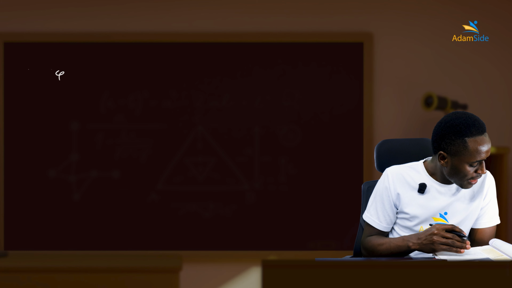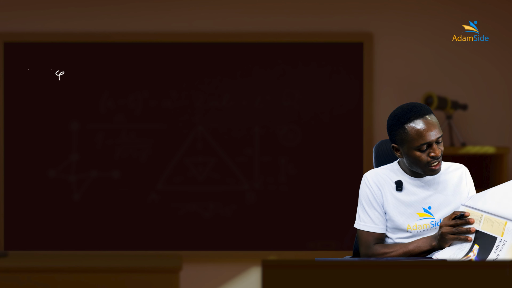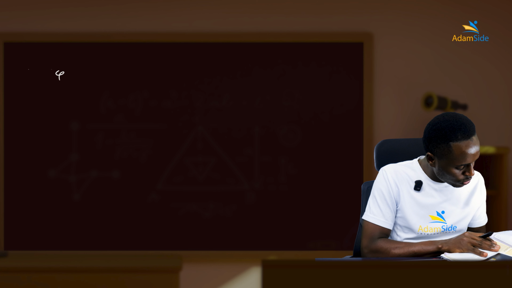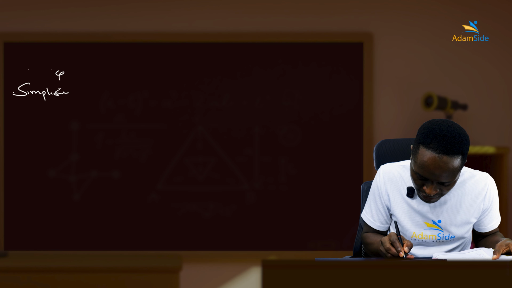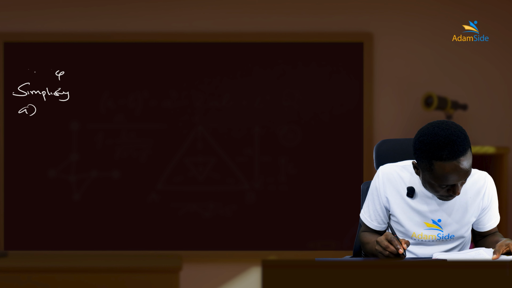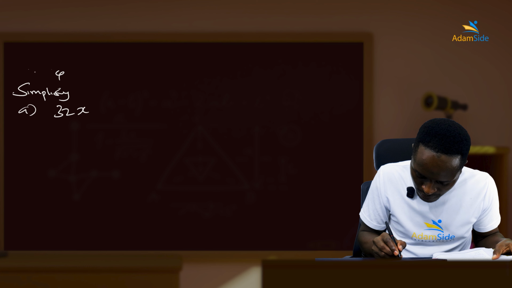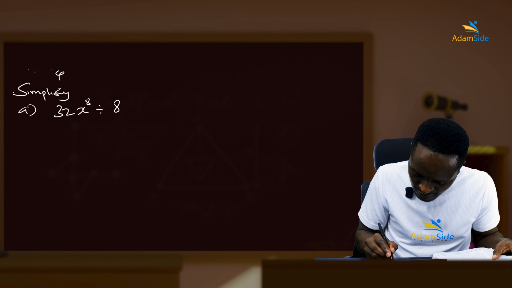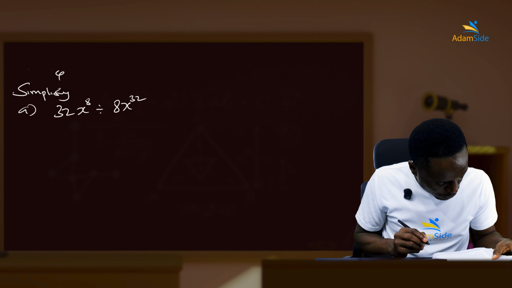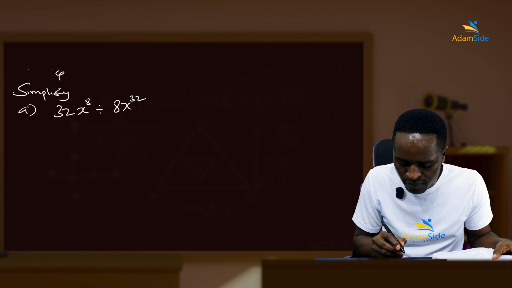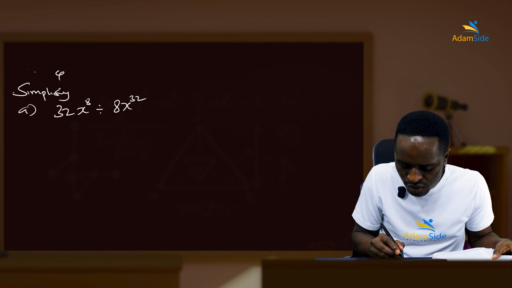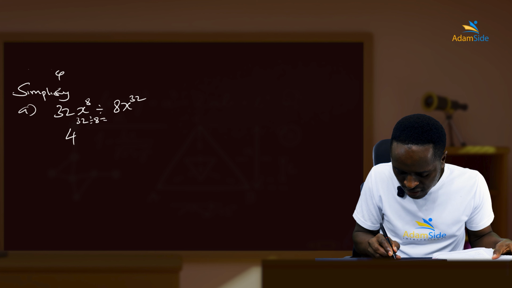But I'll review this question that came in May-June 2011 mathematics paper 2. Simplify 32x power 8 divided by 8x power 32. What do we do? You can divide. When you're given numbers, divide them the way they look. 32 divided by 8. What's 32 divided by 8? It's 4. Then x power 8.